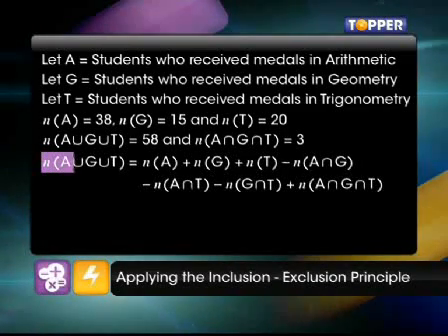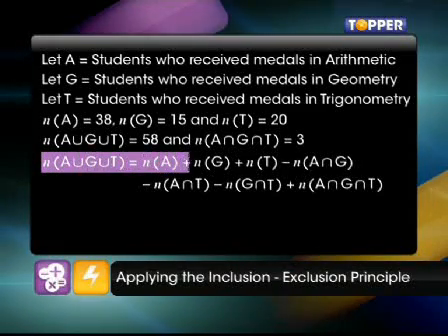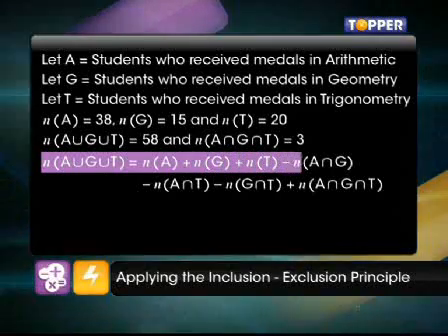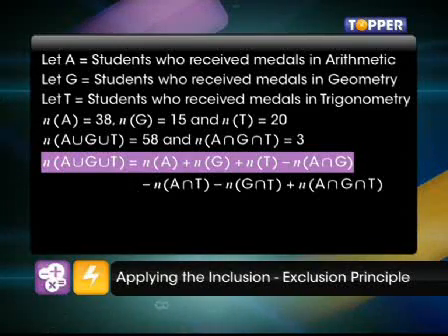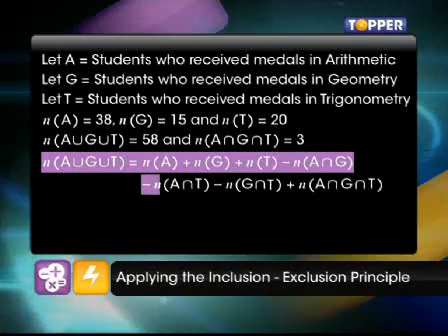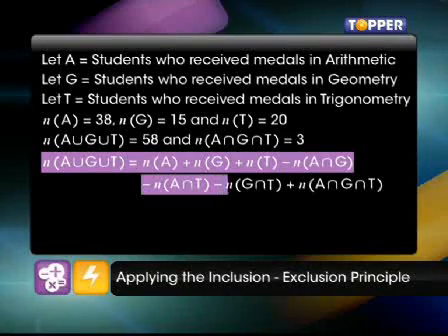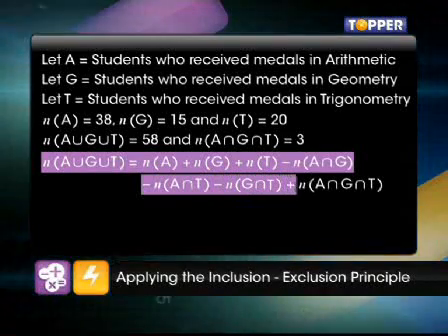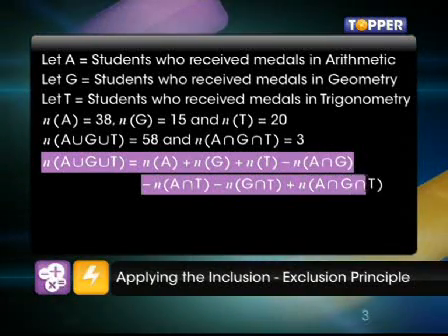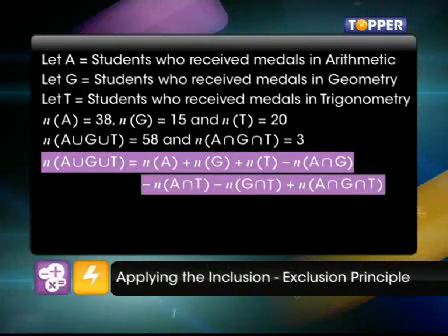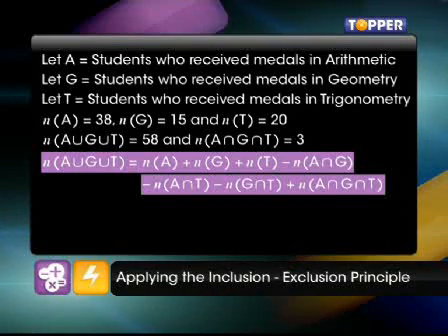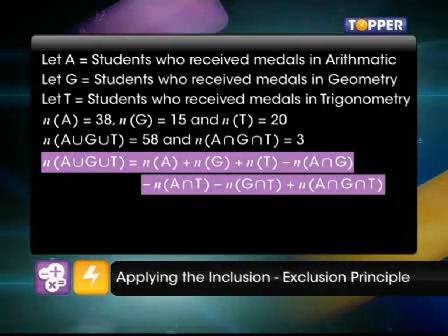We have n of A union G union T is n of A plus n of G plus n of T minus n of A intersection G minus n of A intersection T minus n of G intersection T plus n of A intersection G intersection T. We are asked to calculate the number of medalists in exactly 2 disciplines.